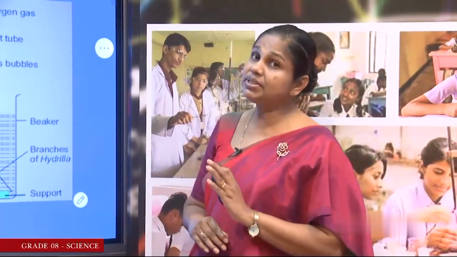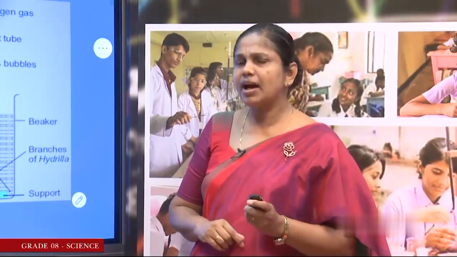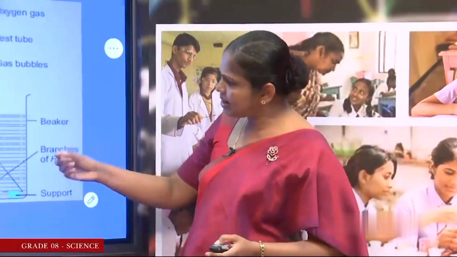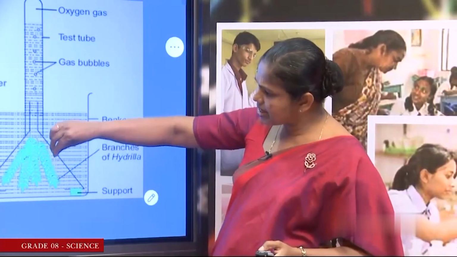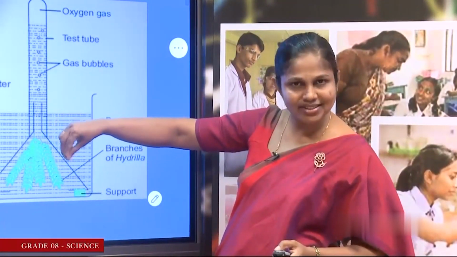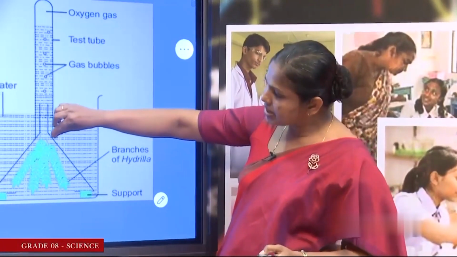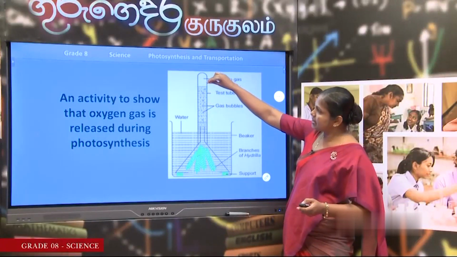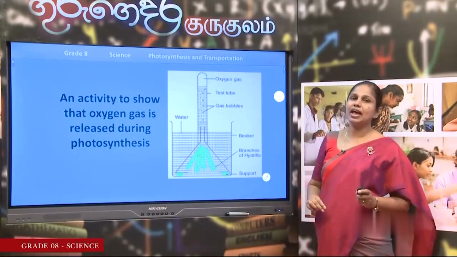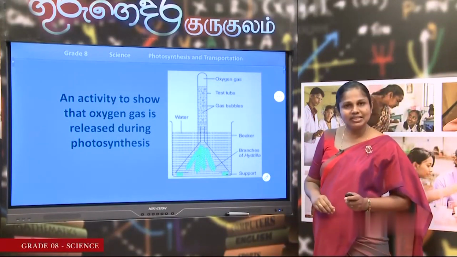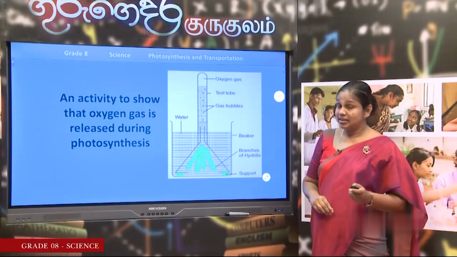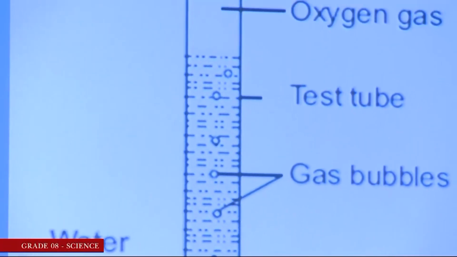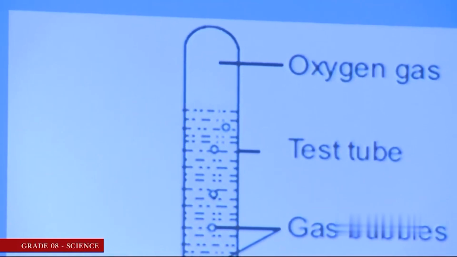Okay? And observe. When you observe for a few minutes, you can see air bubbles. Air bubbles are releasing from this aquatic plant, hydrilla, and these air bubbles rise up through the test tube and this gas is collected at the top. What is this gas? We know that the gas oxygen is released during this process. So, this gas should be oxygen.